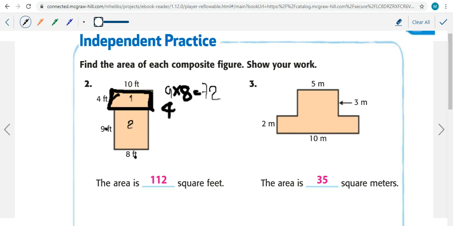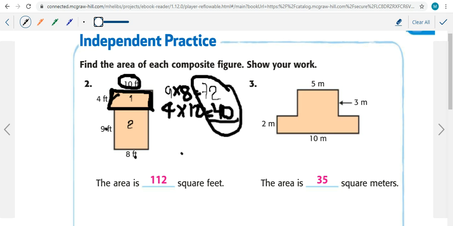So we multiply 4. No, I'm sorry. It is 10. I'm so sorry. It is 10, so we multiply 4 times 10. Yes, it is 10. I'm sorry. Miss Marlene is confused. So we add 72 plus 40 is equal to 112. I'm sorry.